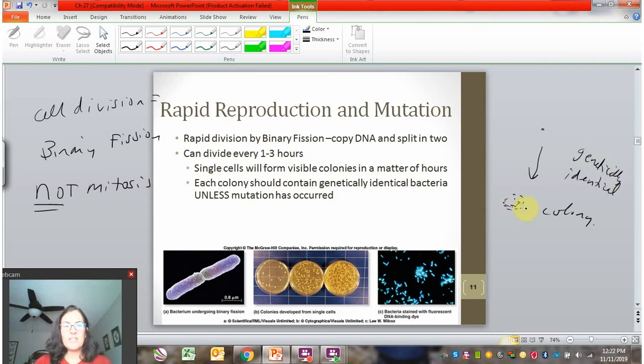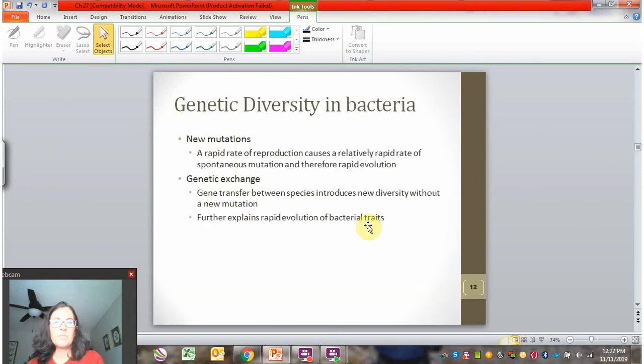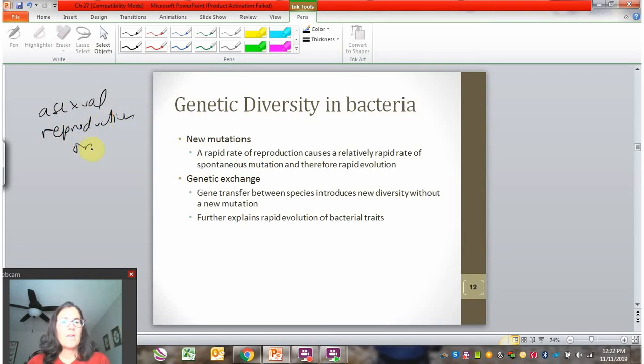So a colony should contain cells that are all identical to each other and to the cell you started with. The only reason why they would not be identical is if a mutation had occurred. So these are colonies that you can see on a plate. Again, these become visible to the naked eye after they've divided. So when we're talking about bacteria, because they only reproduce asexually, then parent and offspring are identical.